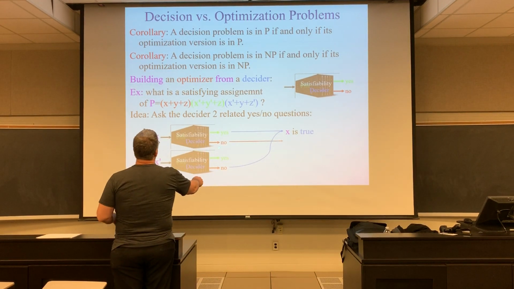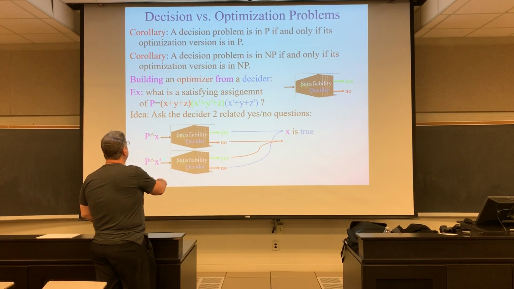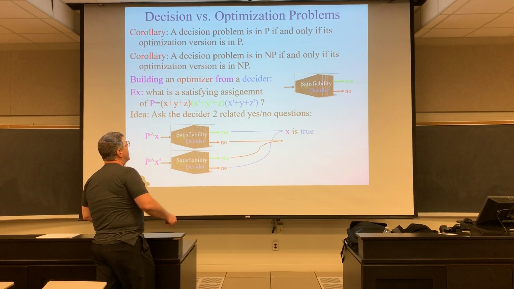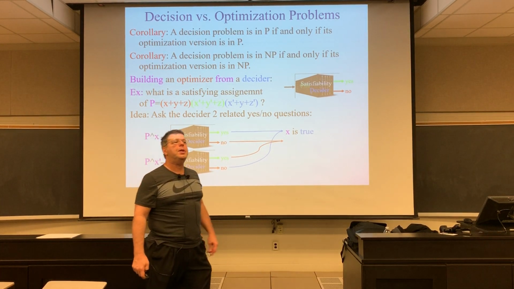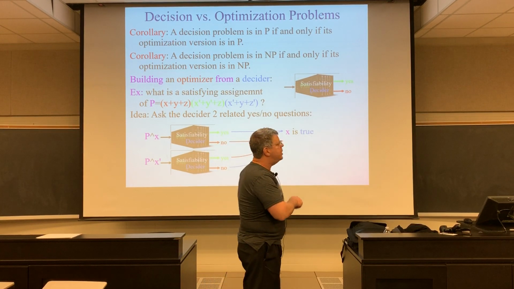What if it says no here? P and X is not satisfiable, and P and not X is satisfiable. What is this alternative situation here in red?